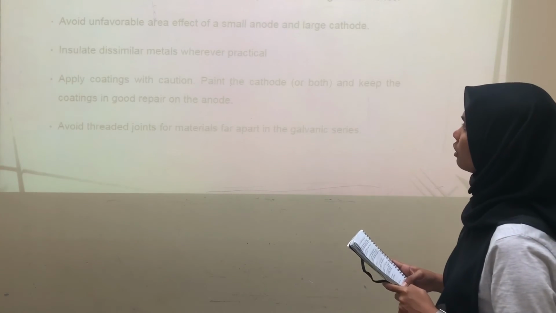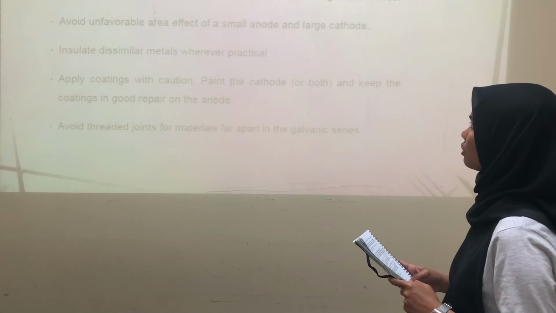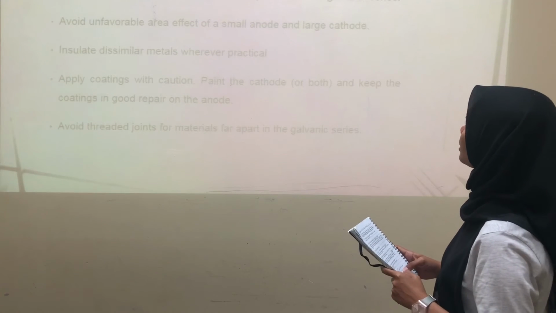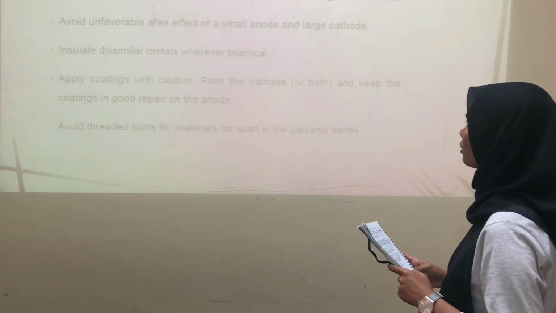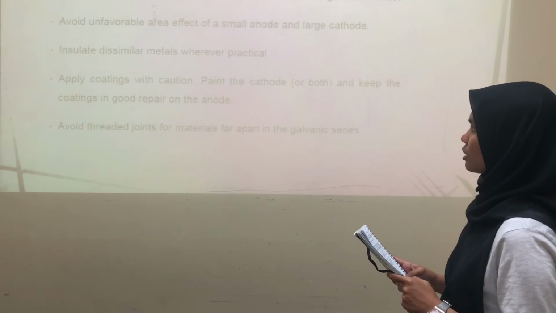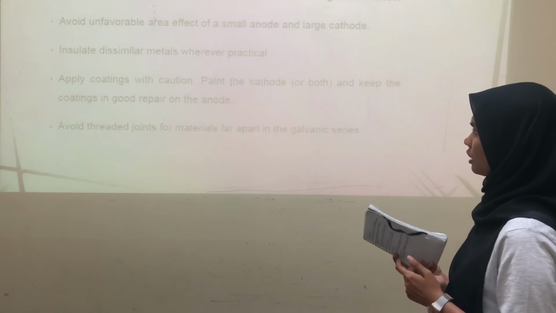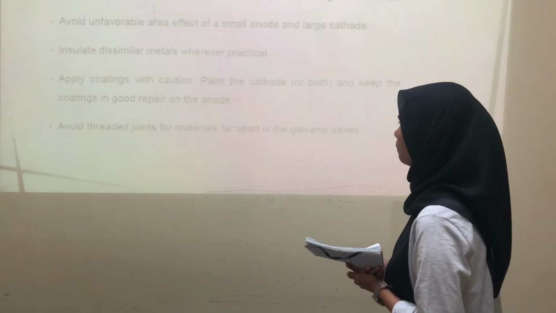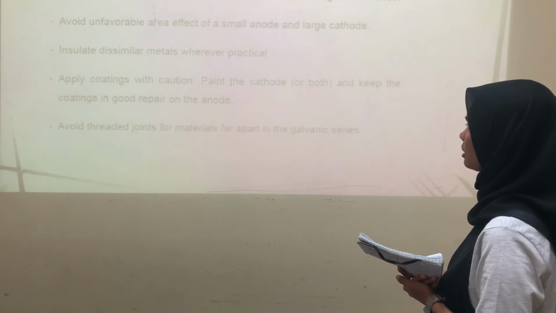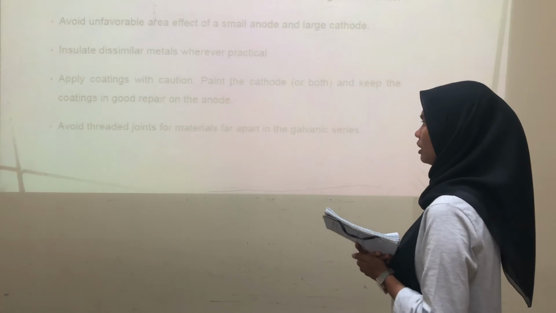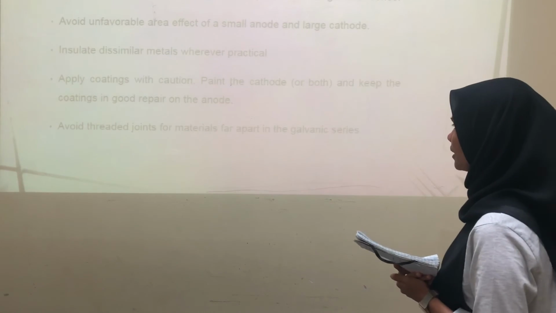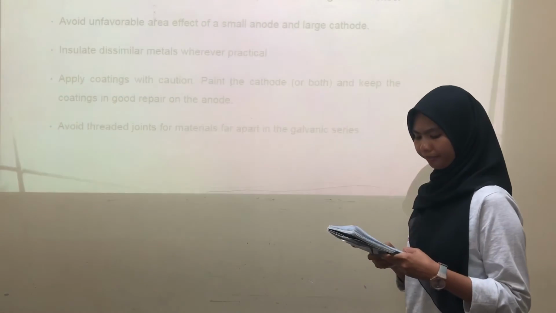Next. Ni cara kita nak cegah, prevention. Select metals or alloys as close together as possible in the galvanic series. Avoid the unfavorable area effect of a small anode and large cathode. Insulate the dissimilar metals wherever practical. Apply coatings with caution. Paint the cathode or bolts and keep the coating in good repair on the anode. Avoid threaded joints for materials far apart in the galvanic series.